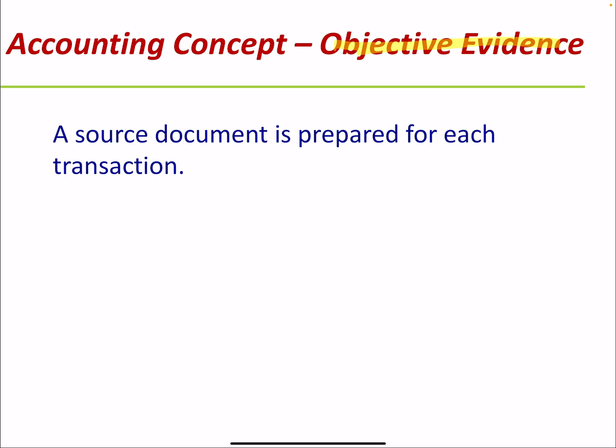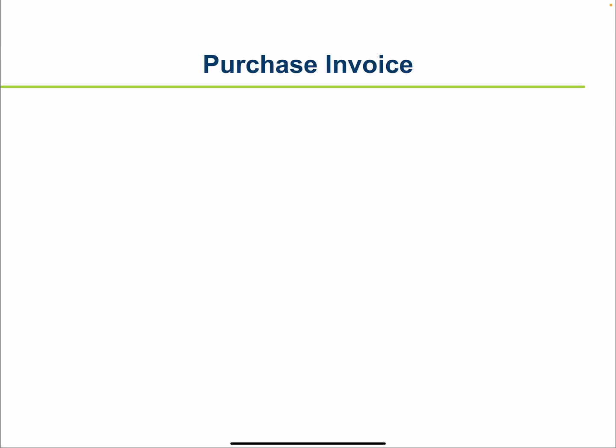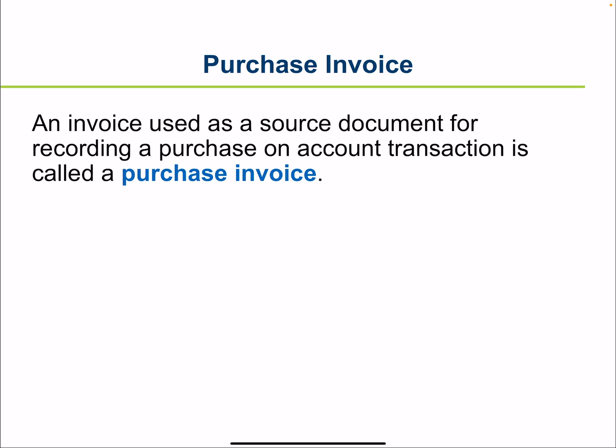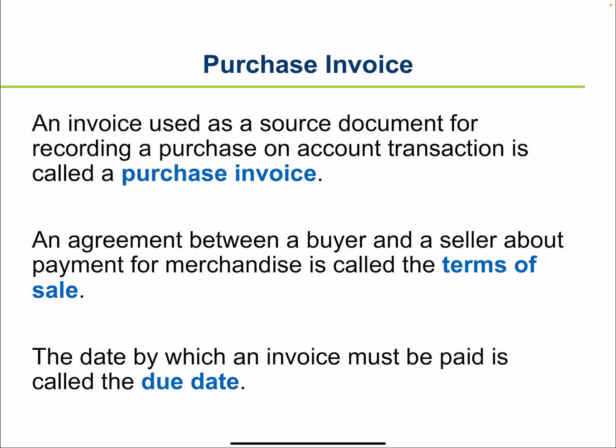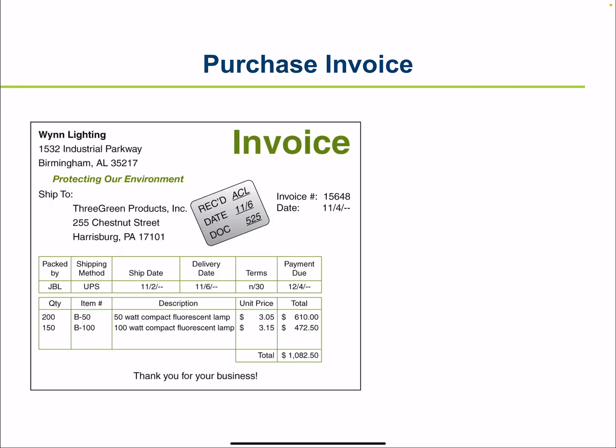When a vendor sells merchandise to a buyer, the vendor prepares an invoice showing what's been sold. And again, this is going to be a purchase invoice that we're going to take a look at. An invoice used as a source document for recording purchases on account is called your purchase invoice. An agreement between buyer and seller is called your terms of sale. It will be on your purchase invoice, and it also shows the due date whenever you need to make payment. So this is an example of your purchase invoice.